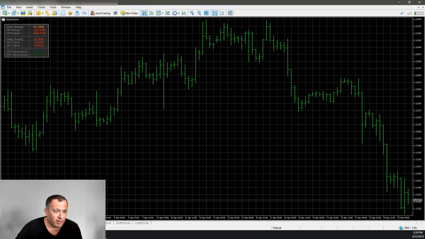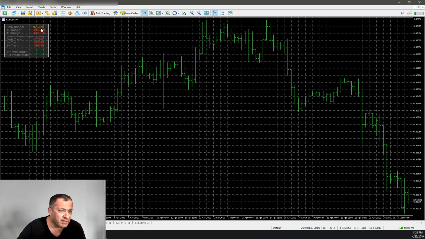Let's look at the euro, okay? The euro USD, and this is very interesting. So look at the daily range here. The daily range tells you that it's at 97%. So we are basically at the same average as the last 5 days.